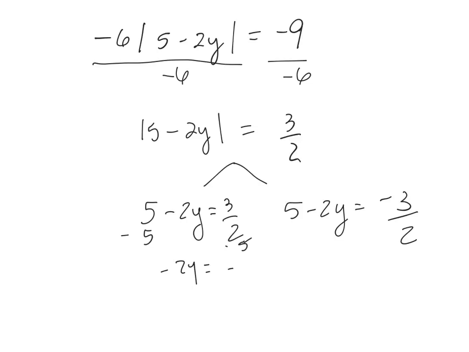So that should be -2y equals, that's -10 halves. So that's -7 halves, I believe. Somebody check that on the calculator for me. Yeah, -7 halves. And when we subtract here, it's going to be -13 halves. So -2y equals -13 halves. Okay?